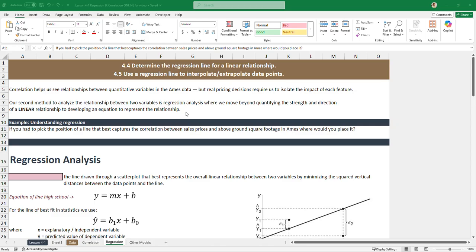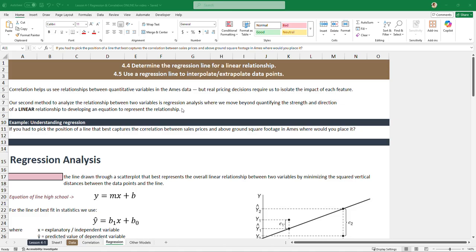The second method to analyze relationships between two variables is regression analysis, where we can move on beyond the basic descriptions and actually write a mathematical equation in order to represent the relationship between the two variables.